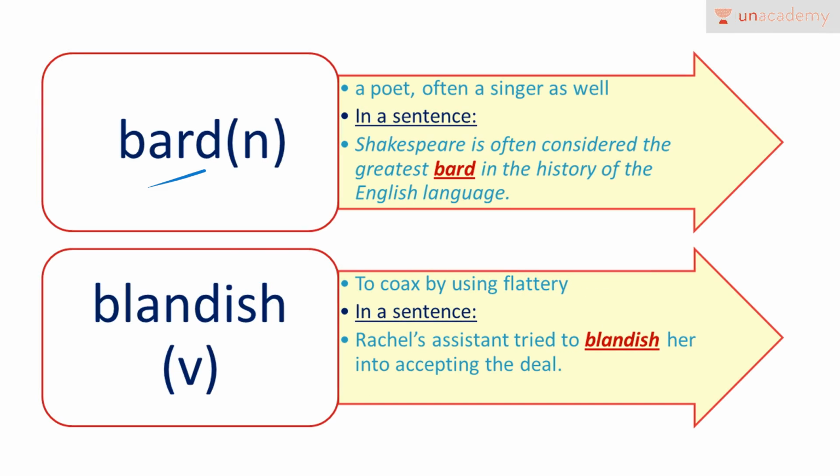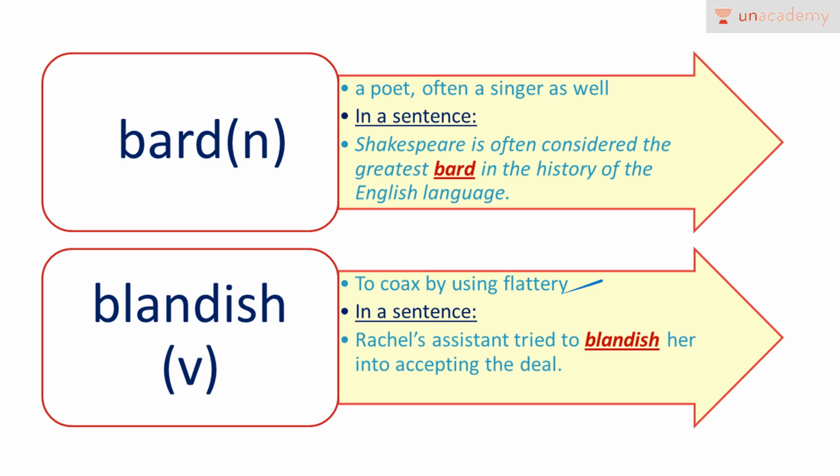First one, bard, is a noun. It is defined as a poet, often a singer as well. So in a sentence it would read, Shakespeare is often considered the greatest bard in the history of the English language. The second word, blandish, is a verb.